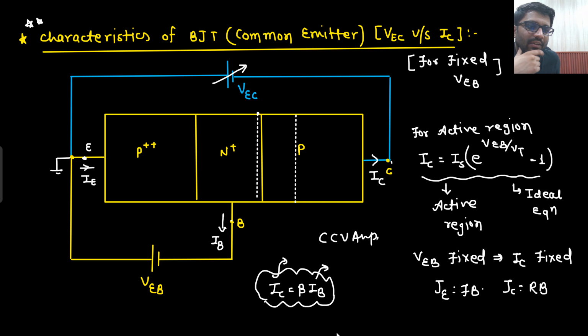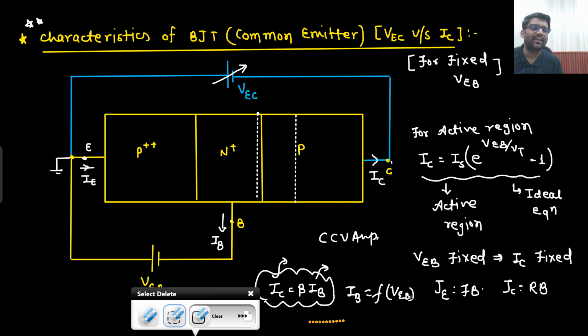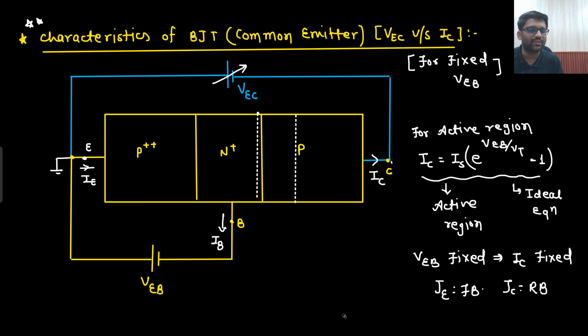Why do I need to say current controlled current amplifier? Just because IC equals beta IB. But IB itself is a function of VEB, no? So this is simply a baseless statement, that the BJT is a current controlled current amplifier. Nothing like that. It is not a current controlled source. It can be a voltage controlled amplifier as well. So these baseless statements I never discuss. If you have studied them somewhere, then ignore those statements.